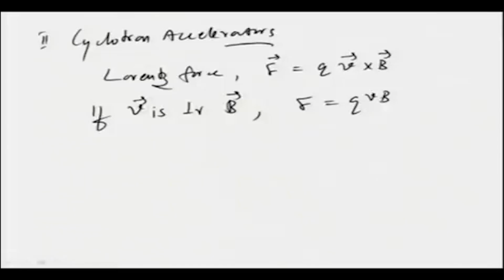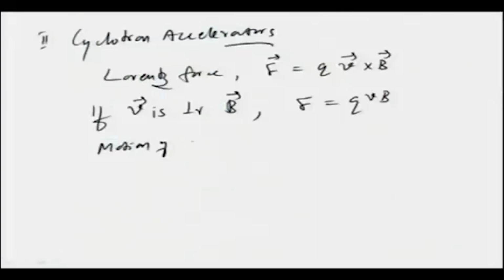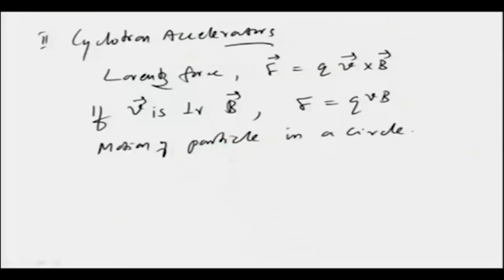So, let us look at the magnitude of this one. Since F is perpendicular to v, it will not actually accelerate it. It will not increase v, it will make it bend and move in a circle. So, the particle will be moving in a circle. The centripetal acceleration is v squared over r, and that should be equal to the force. So, q v B, which is the external force acting on that charged particle, should be equal to mass times the acceleration.